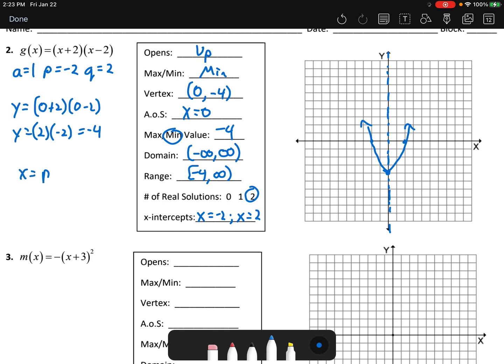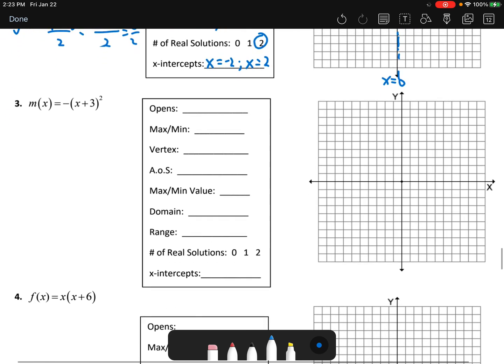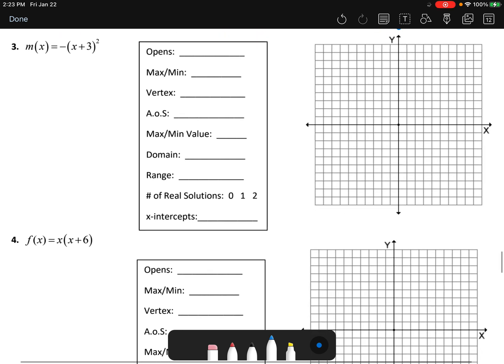Now notice I didn't use the p plus q divided by 2 for x. Well, if I do, I get 0. So you can either do it graphically like I did, or you can use this formula here. But once you find x, you got to plug it in to find y. And that's how we always find our vertex. Find x, find y. Now this is kind of funky.